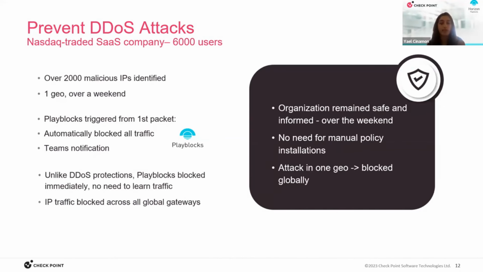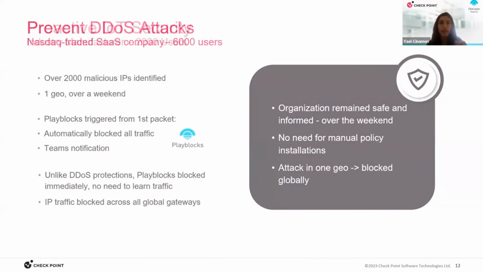Unlike other DDoS protection, where they have to be very meticulous in what they prevent, with all those checks that take time and still leave a gap of timing that could allow the attack to happen, Playblocks is immediate, so it doesn't need to learn the traffic. Once an IP attacks you, that could trigger Playblocks to block that IP for a time frame of your choosing. That was very helpful for preventing DDoS attacks and played a crucial part in protecting that particular company. So that was a specific use case.